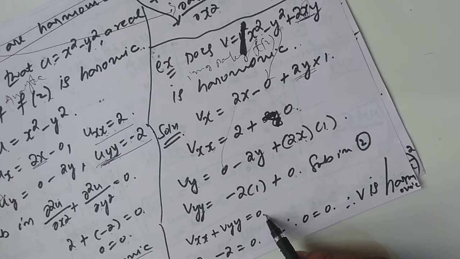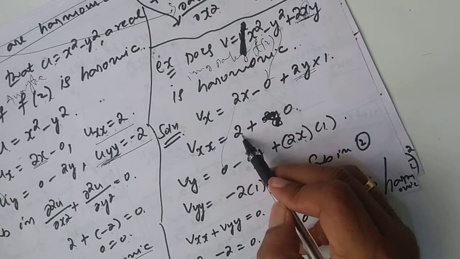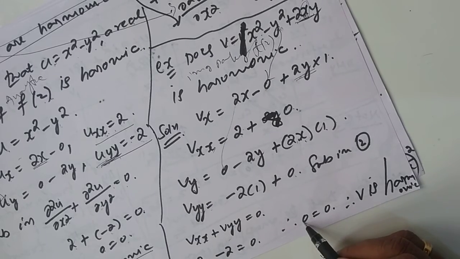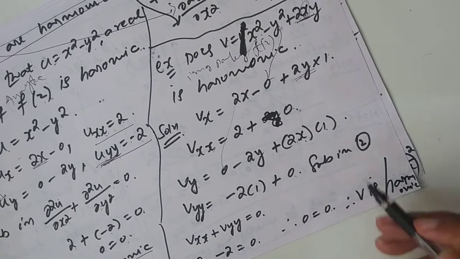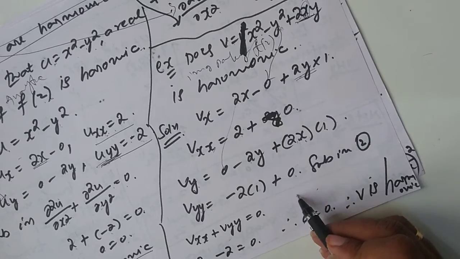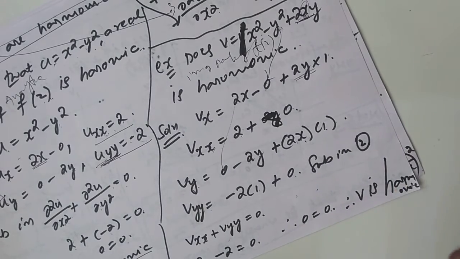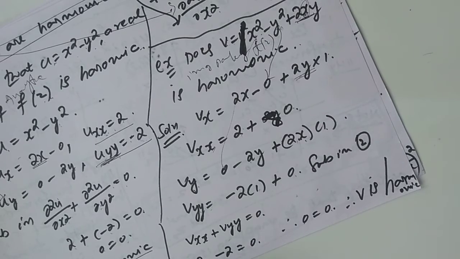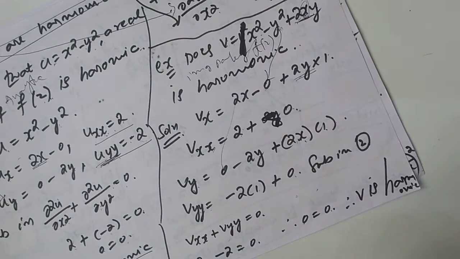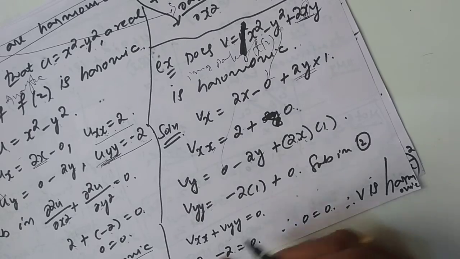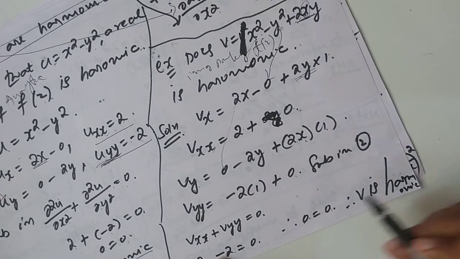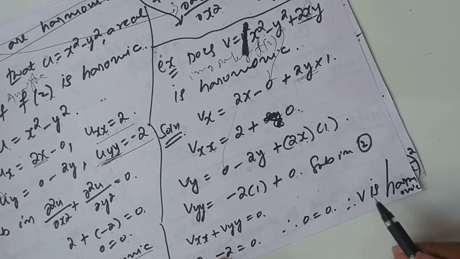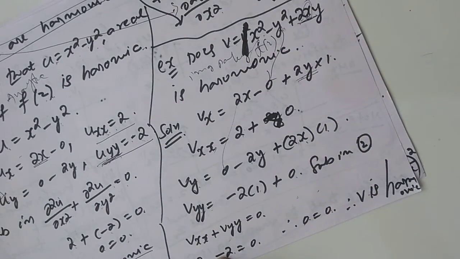Now substituting in this equation, what is vxx? 2. What is vyy? Minus 2. 2 minus 2 is equal to 0. That is, left hand side is 0, right hand side is 0. Suppose you were getting 0 is equal to 2 or 2 is equal to 4, that is not possible. Then in that case I would have said the equation is unbalanced, and v is not satisfying the Laplace equation. Here LHS is equal to RHS. Therefore v satisfies the Laplace equation. Therefore v is harmonic. Okay, let us stop at this point.